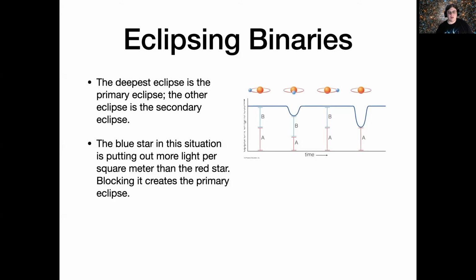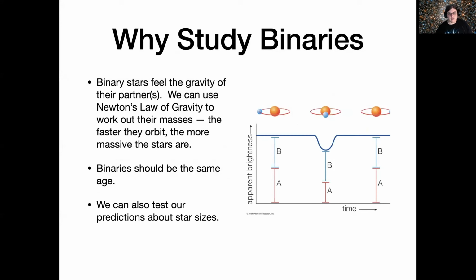Now, here's the thing: with eclipsing binaries and visual binaries that we can see orbit each other, we can use Newton's laws to get their masses. For the eclipsing binary, we know how long it takes them to orbit because we measure their periods, how often we see eclipses. And we can tease out how big the orbit is based on the size of the stars. The bigger the stars involved, the longer the eclipse is.